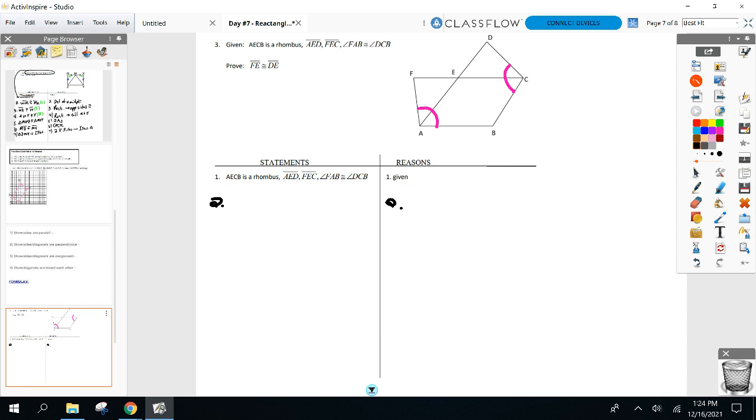I'm trying to prove FE congruent to DE. That's not going to happen unless what? The triangles are congruent. Like, can we just get this out of the way before I let you work in your group? The vertical angles are congruent. Let's just get that out of the way. Angle FEA congruent to angle DEC. Vertical angles are congruent. That has nothing to do with the rhombus.